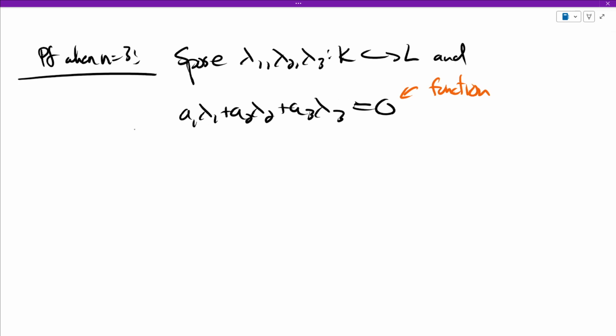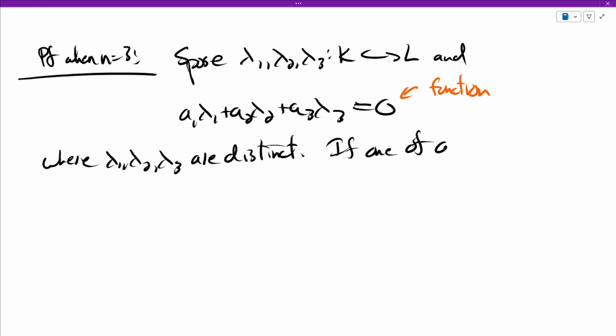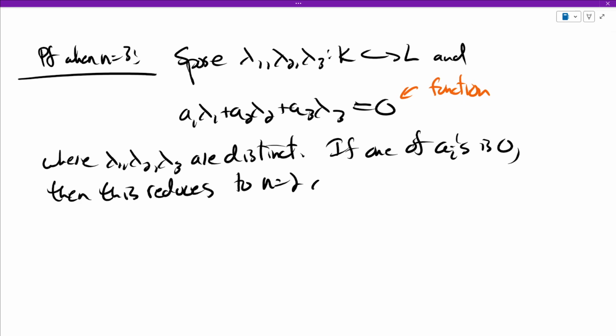And that is, we're going to suppose we have a dependence where, of course, lambda 1, lambda 2, lambda 3 are all distinct. Okay? We want to find a contradiction here. That is, well, we want to show that one of the a's has to be 0. Well, if one of the a's is 0, then this reduces to the n equals 2 case. And we've already shown that we must have equality in the n equals 2 case. And so we're done in that situation.